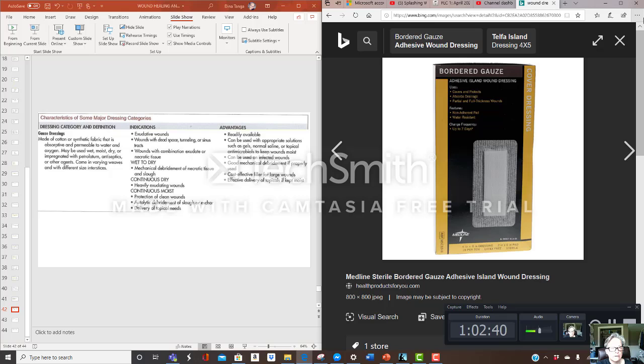You can use them for exudating wounds that have dead space, tunneling, or sinus tracts, combination exudate, or necrotic tissue. So you have the wet to dry, which is good for mechanical debridement of necrotic tissue. Continuous dry, which is for heavy exudating wounds. And continuous moist, which is protection of clean wounds, autolytic debridement of slough and eschar, and delivery of topicals.